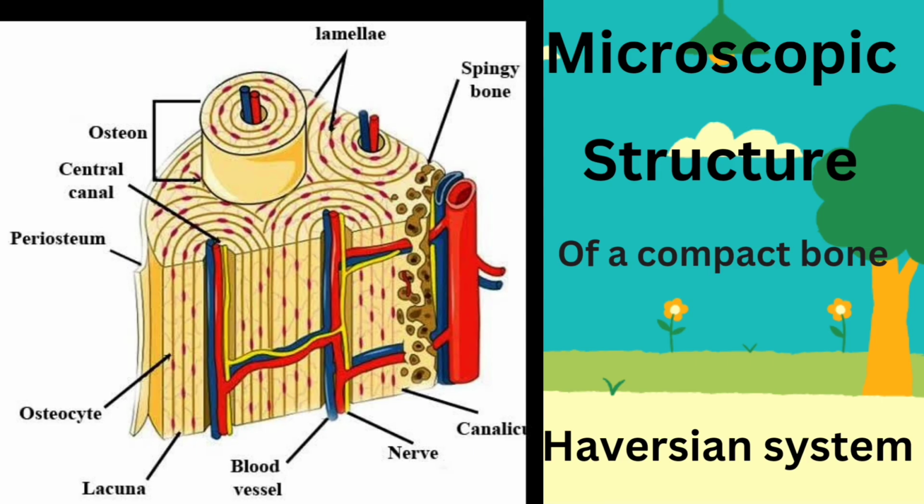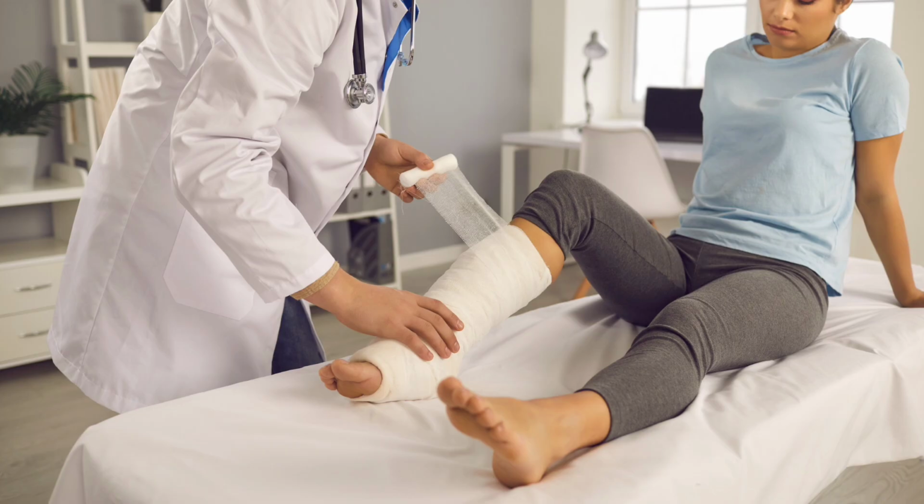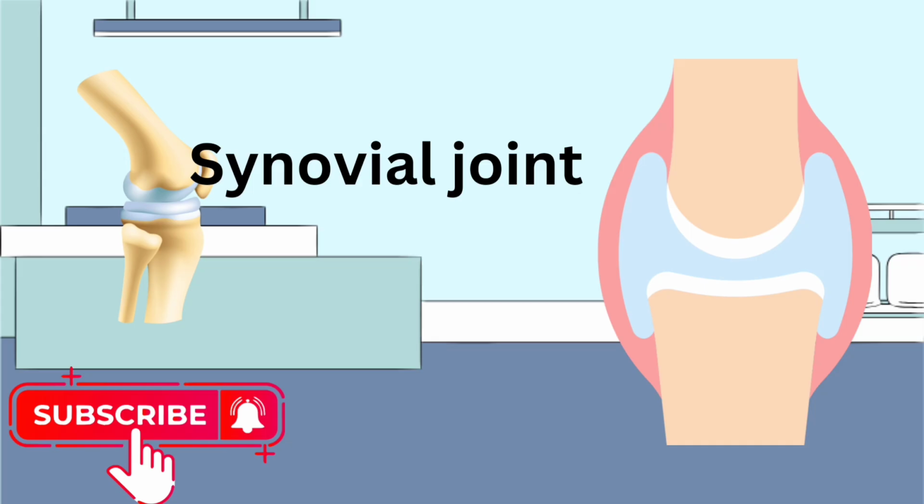Now in the musculoskeletal system, the most common question in that system is the description of the microscopic structure of compact bone, which is also called the Haversian system or the osteon. So you have to describe that part of the bone, the microscopic structure of the compact bone, the stages of bone healing, and the characteristics of a synovial joint.